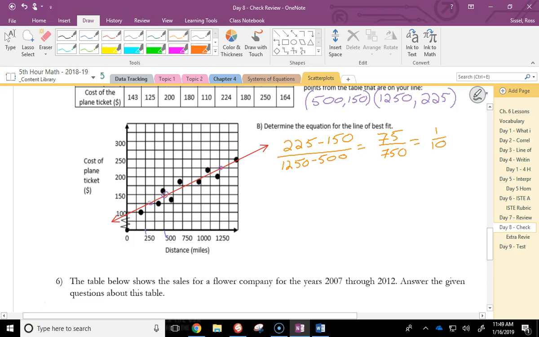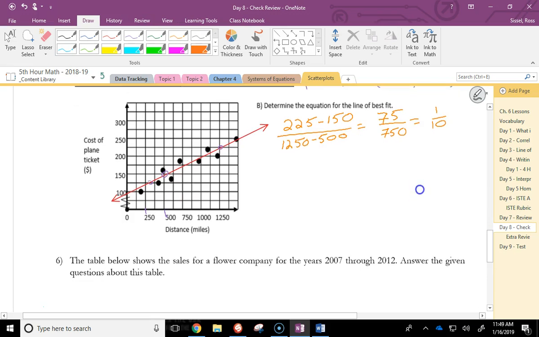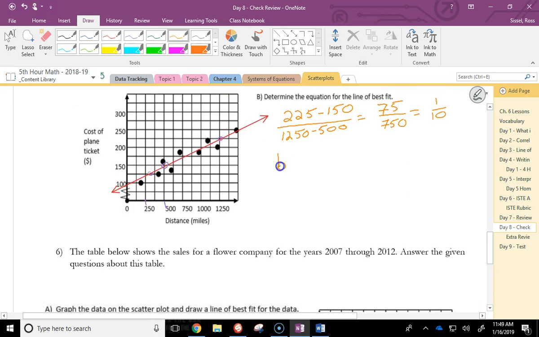So, there is what I would assume my slope would be. We still have to identify what my y-intercept would be, and I'd say it's just shy of 100. We'll just call it 100.